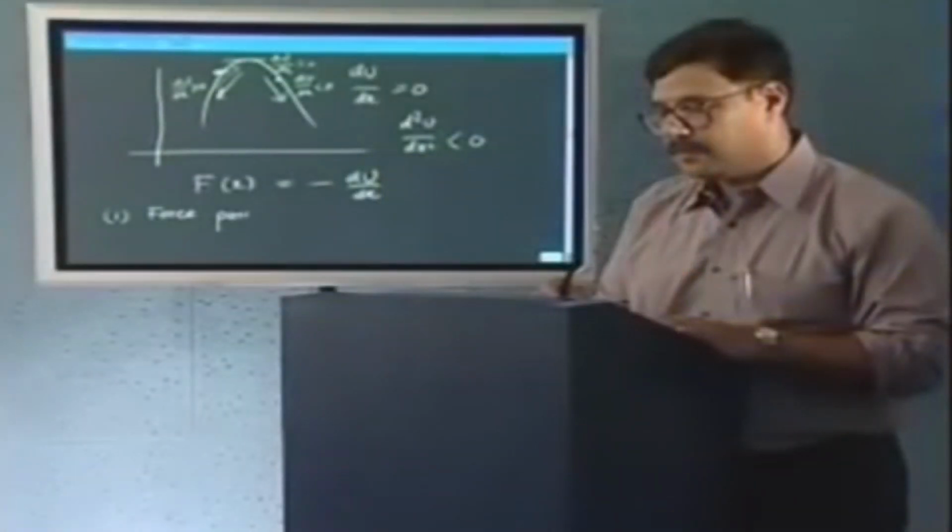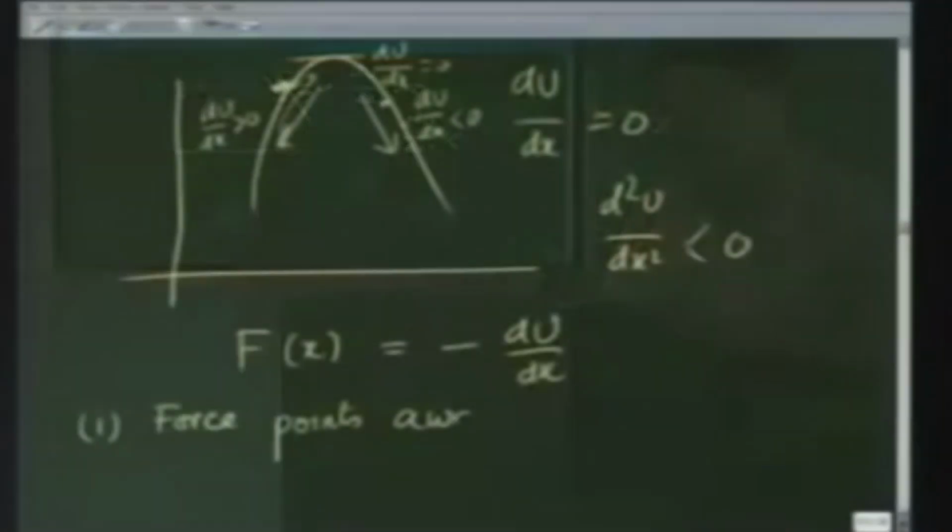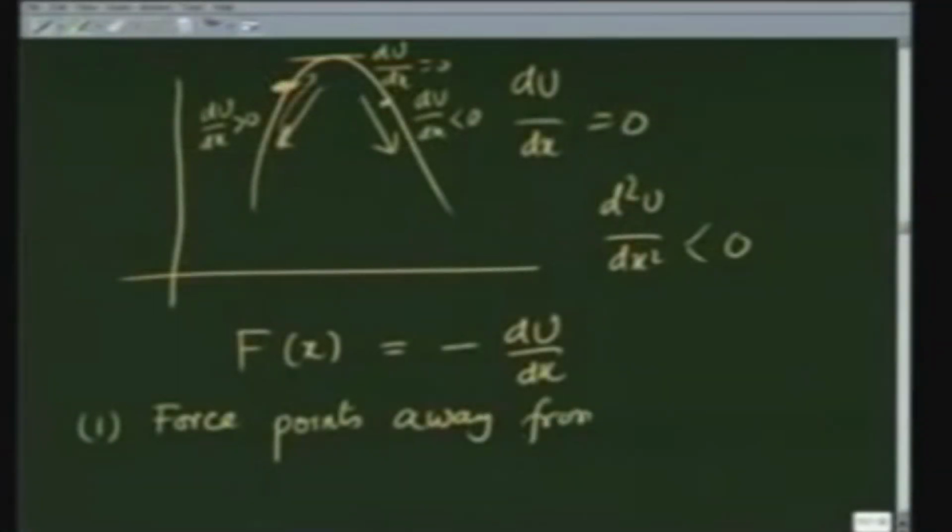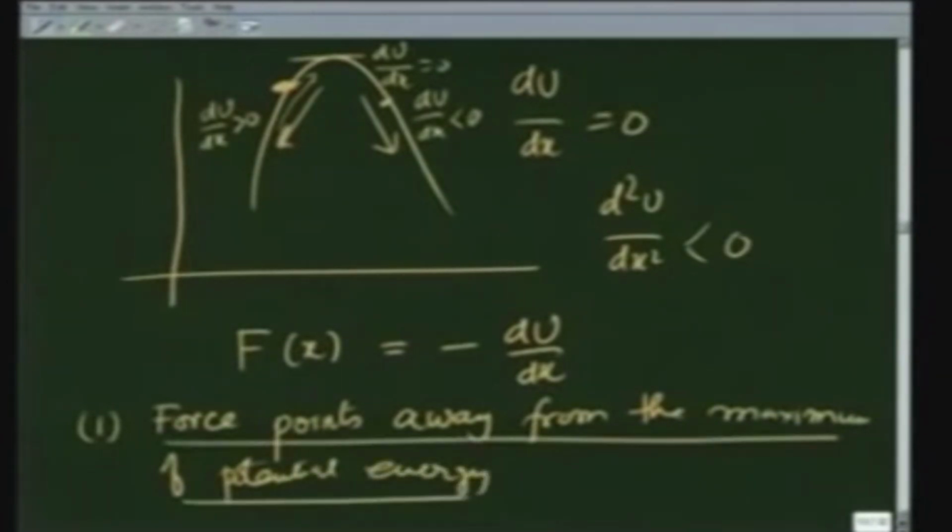So looking at the maximum, I see that the force points away from the maximum of potential energy. So any particle at the maximum of the potential energy is going to be running away from it.